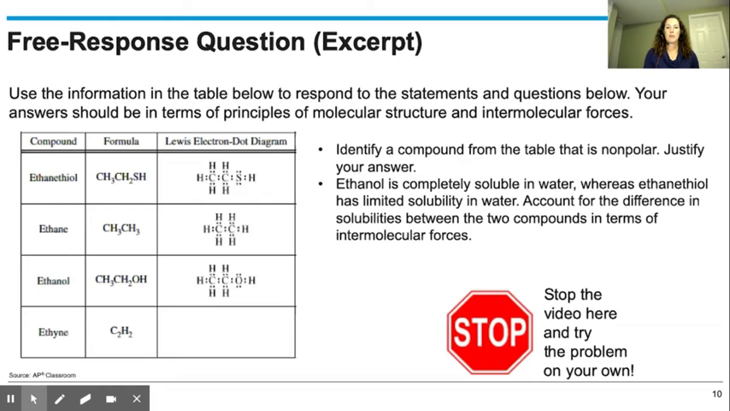So identify a compound from the table that is nonpolar and make sure that you justify your answer. Also, ethanol is completely soluble in water, whereas ethane-thiol has limited solubility in water. Account for the difference in solubilities between the two compounds in terms of intermolecular forces. Stop the video here and try this problem on your own.